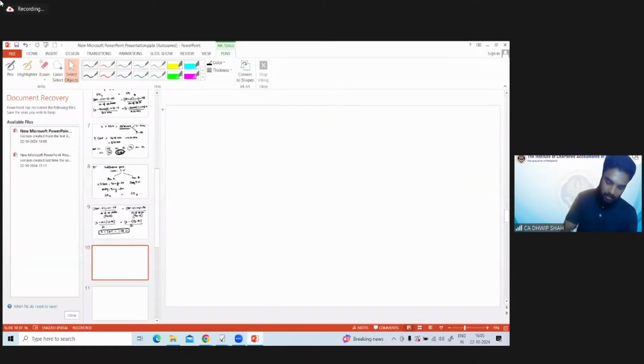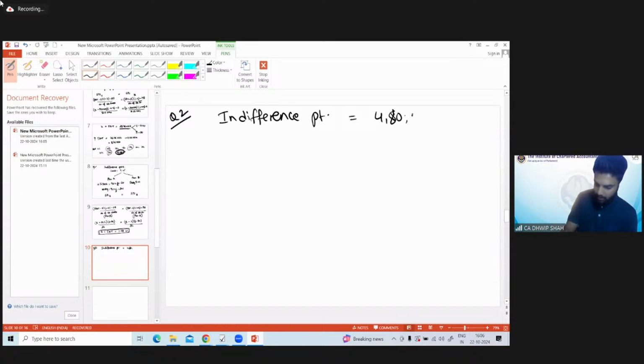But they have given the indifference point. क्या दिया है? Indifference point. Indifference point between two plans is how much? 4,80,000. So again, indifference point is what? EPS under plan A will always be equal to EPS under plan B.